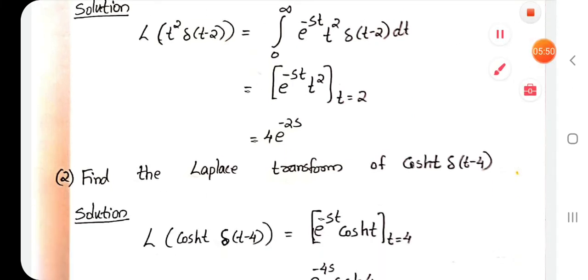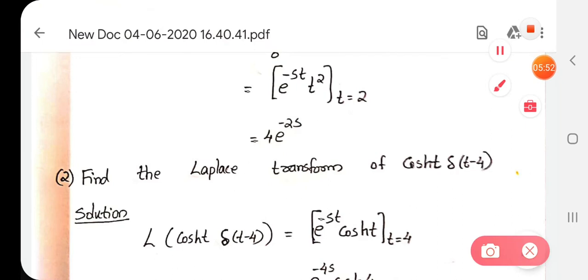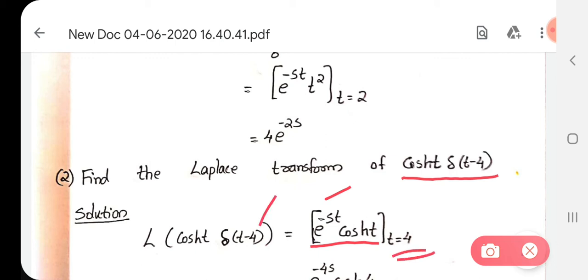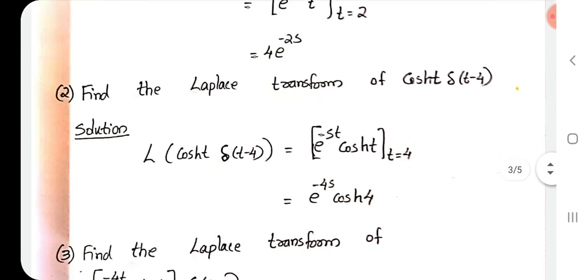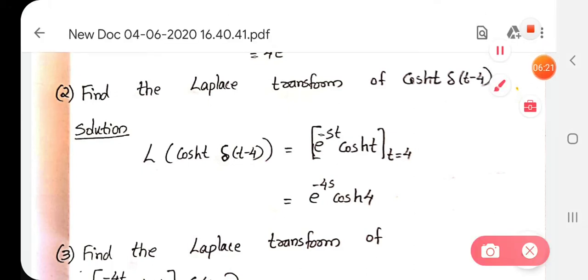So the next question, find out the Laplace transform of cos h t into delta t minus 4. Here f of t, in the Laplace transform we have e raised to minus st, so f of t is e raised to minus st into cos h t, and in delta t minus 4 we have t is equal to 4. So substituting t equal to 4, we have the answer is e raised to minus 4s into cos h 4.